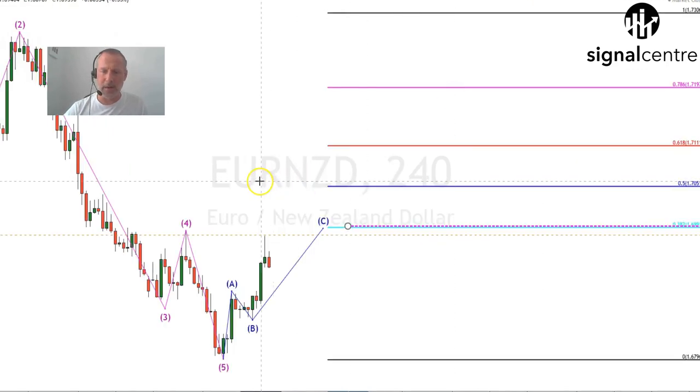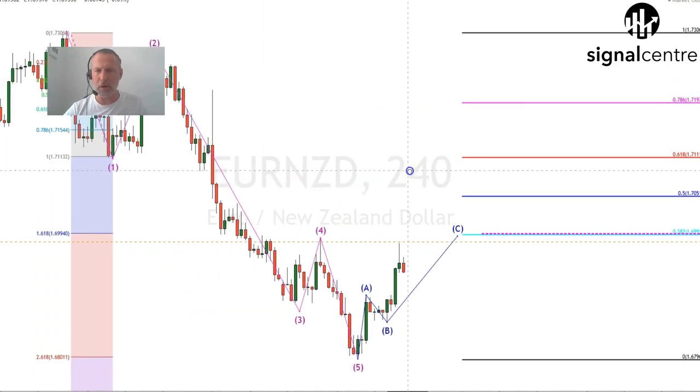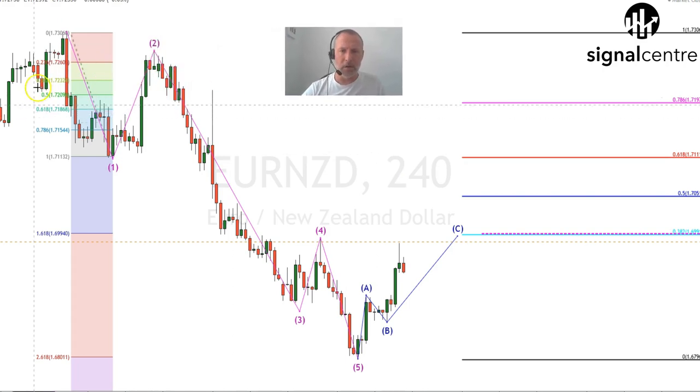And the next one I want to look at is Euro New Zealand dollar. So euro against the New Zealand dollar. 5 wave count to the downside. Bit disjointed. 1, 2, 3, 4, going down in 5. Are we now completing an A, B, C, D correction to the upside? So we've got a 38.2% fib level located at 69.91.